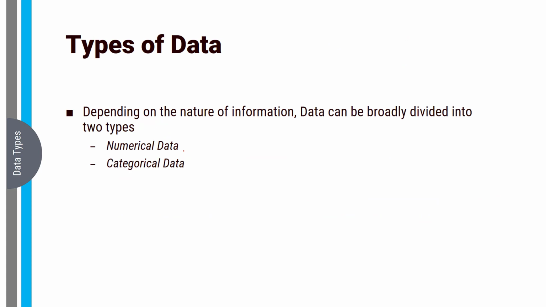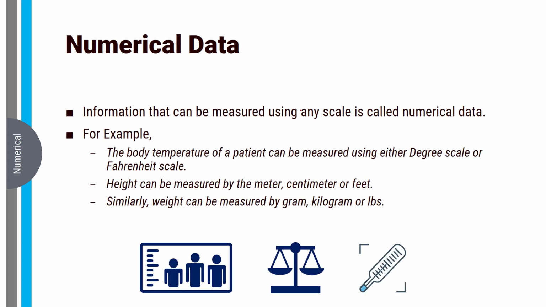Now, statistical data are of two types. One is numerical data, and one is called categorical data. Depending on the information that you collect, they will be divided into these two types, right? So what is numerical data? If your data has any particular scale of measurement, right? Information that can be measured using any scale is called numerical data. So remember the word scale, or that we can measure it.